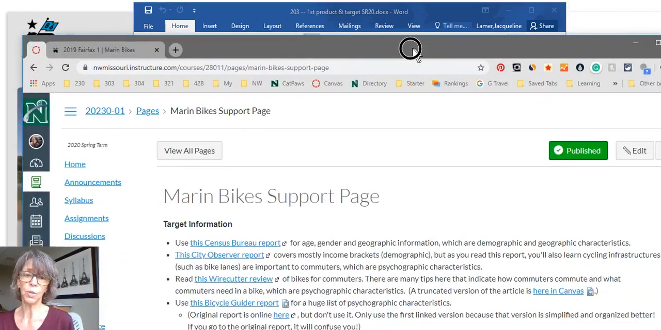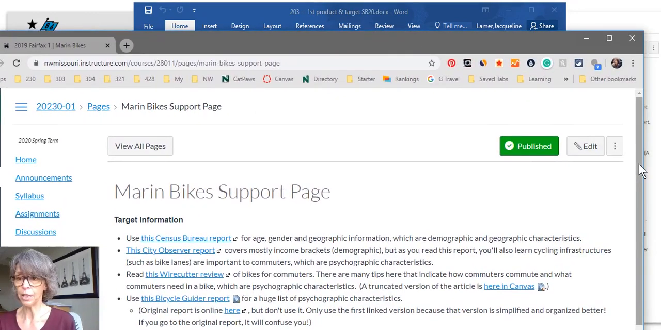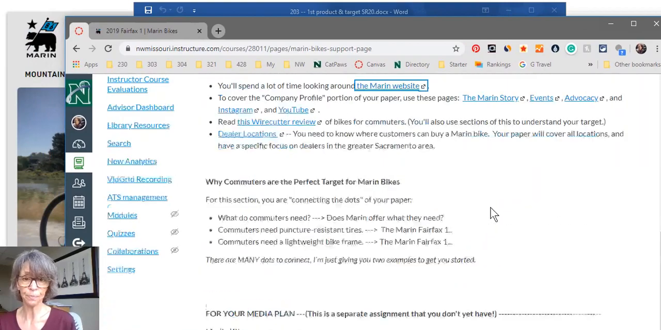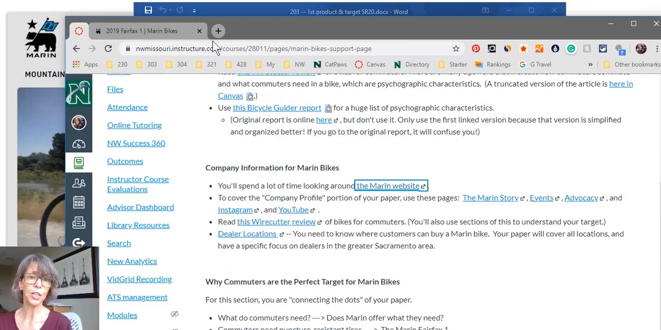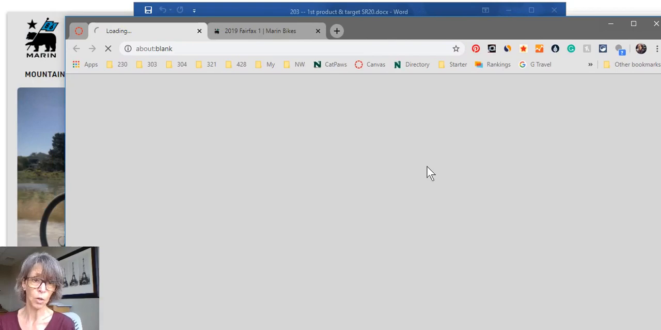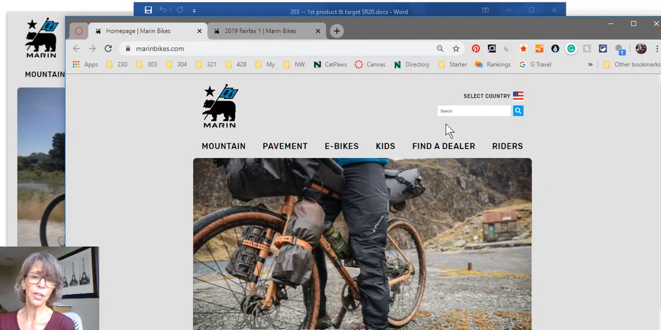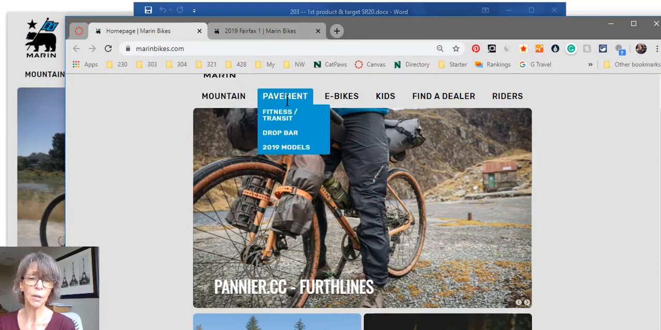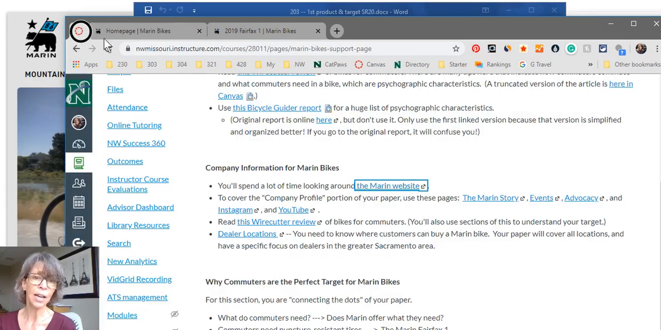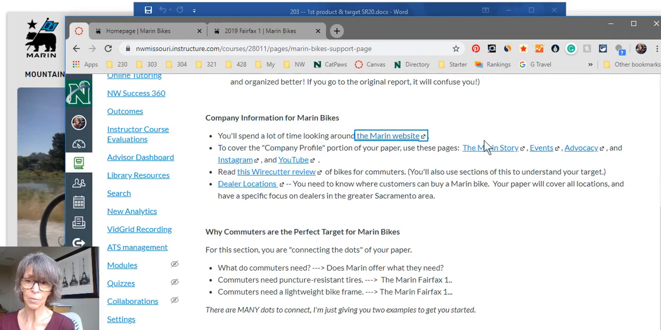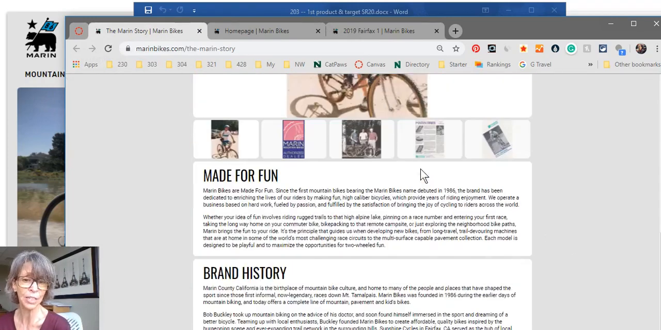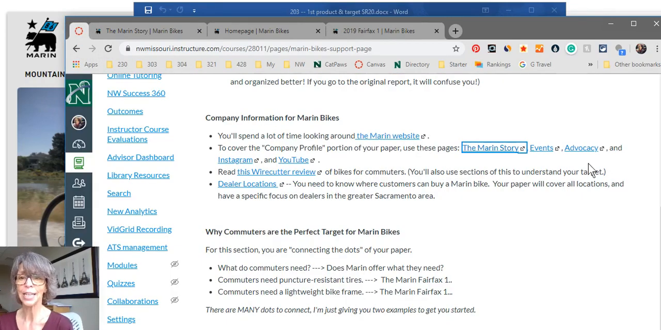So you'll want to use the resources in your support page. I've linked to basically everything that you're going to need. So you want to use the Marin website, of course, and look through here and get to know the company, get to know what kinds of bikes it has. I even link directly to the Marin story. That would be very useful for you just for a little bit of history. That's where you'll get that.